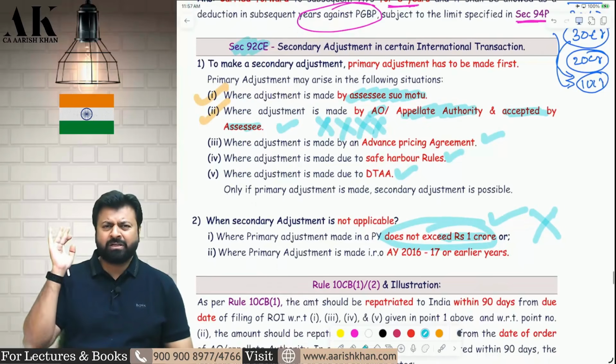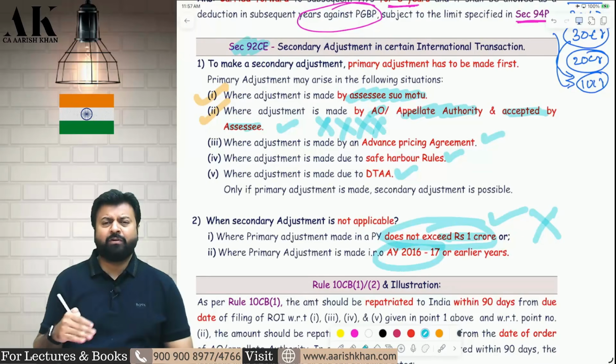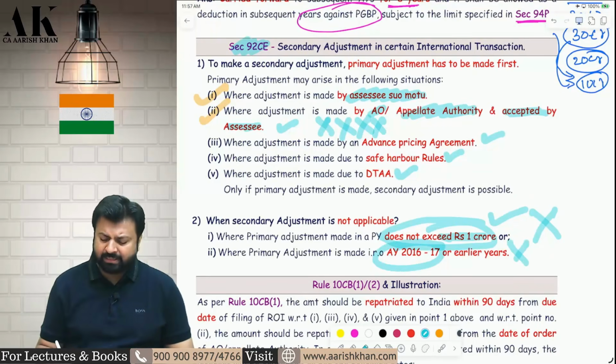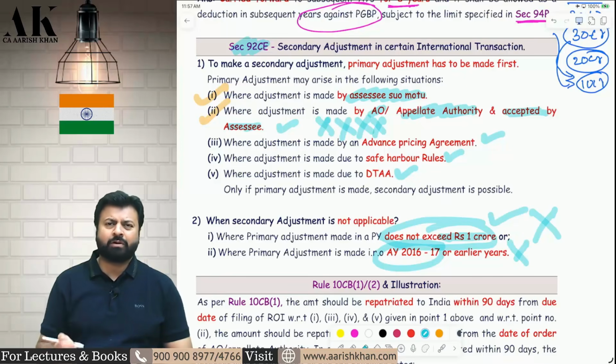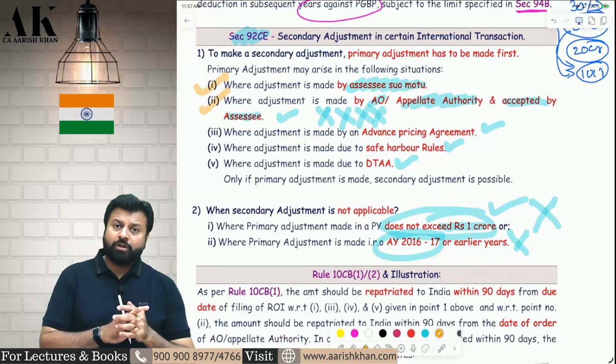Further, a transition provision was brought in 2017, that if the primary adjustment is done before 16-17 or earlier, then secondary adjustment is not applicable. So now this second point is not relevant for us. For us, what is relevant is point number 1. So again, to understand secondary adjustment, you need to understand primary adjustment.